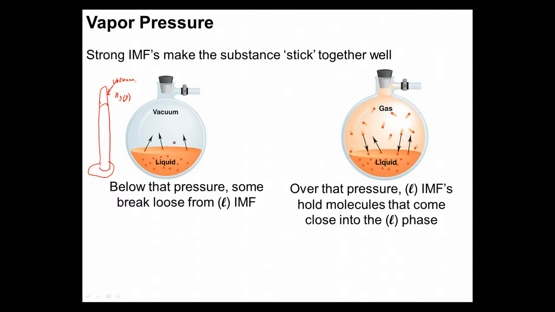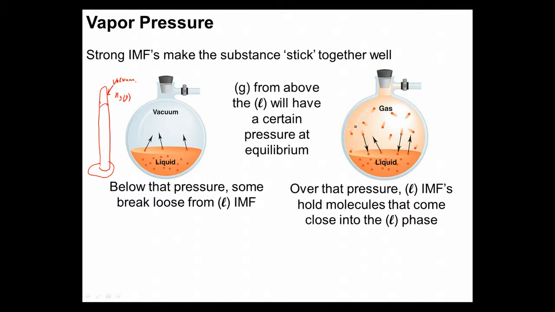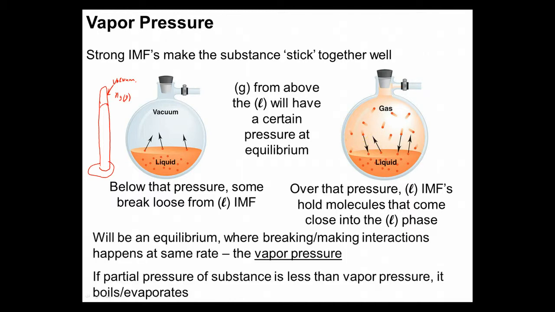So over that pressure, sure enough, the intermolecular forces that are holding the molecules are going to end up taking effect whenever they come close to the surface. So you end up with that equilibrium here at the center. That equilibrium is called our vapor pressure. That's when we're going to be making and breaking interactions at the same rate.